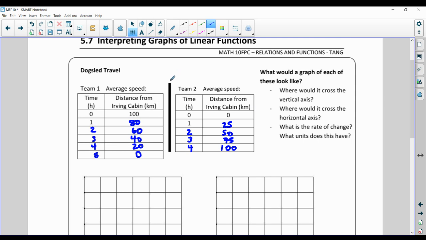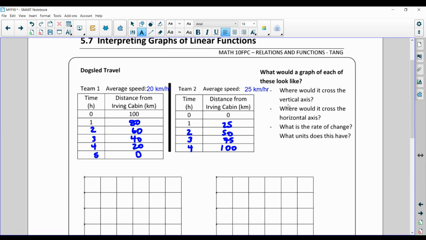So we want to figure out the average speed for each of these teams. Well, this team appeared to be going 20 kilometers per hour. Okay, this team appeared to be going a little faster. It only took them 4 hours to go 100 kilometers. And so they were going 25 kilometers per hour. So that extra little bit of speed, that extra 5 kilometers per hour, got them there in 4 hours instead of 5 hours. So what would the graphs of each of these look like?